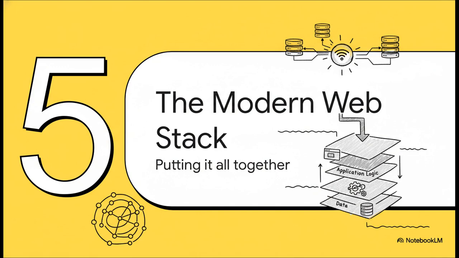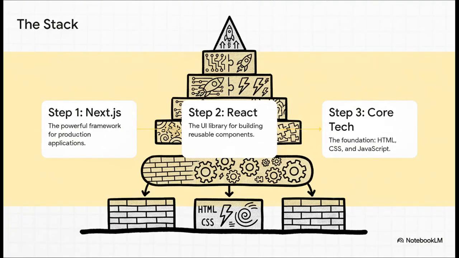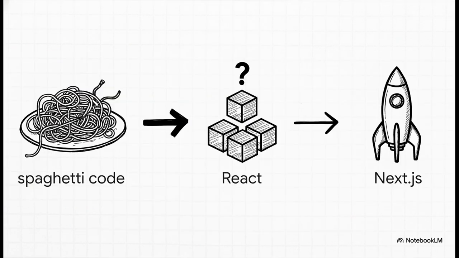Okay, so we've covered a lot of ground. Let's zoom out for a second and see how all of these different layers stack up to create a modern website. This is basically how it all fits together. At the very bottom, you have the foundation that never goes away: HTML, CSS, and JavaScript. On top of that, you have React, which lets us build our site with those reusable Lego block components. And then, at the very top, you have Next.js, the framework that ties it all together and turns it into a powerful, professional-grade application.